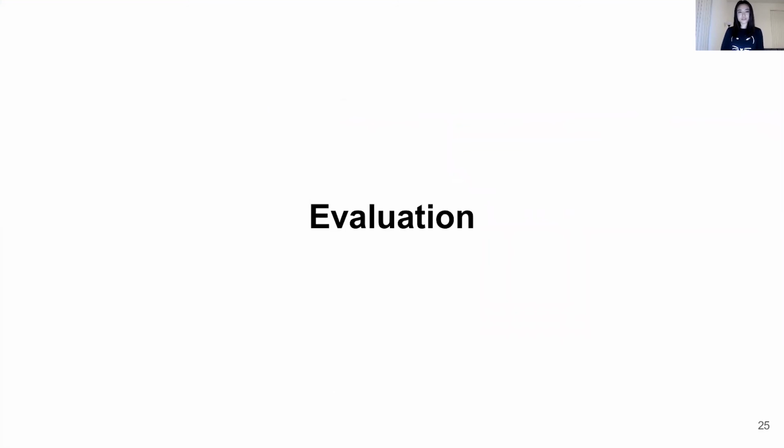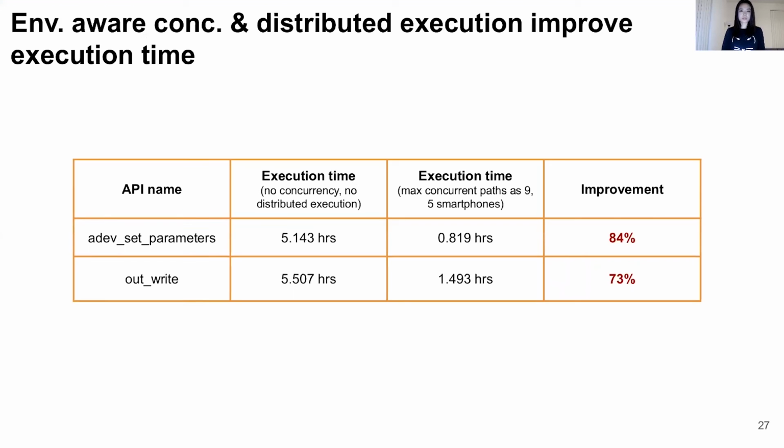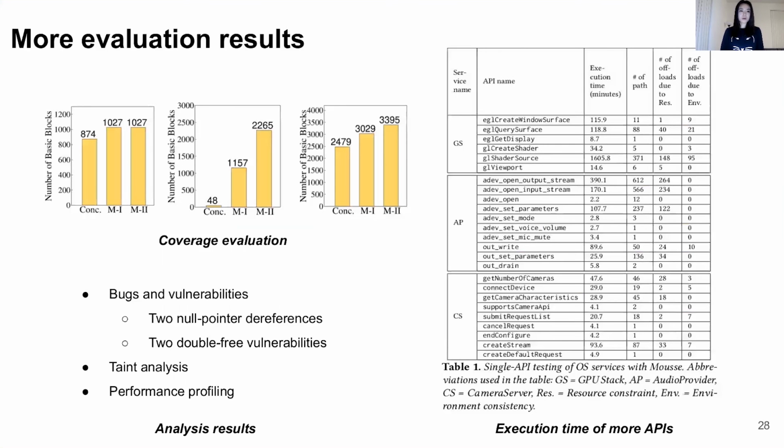Now let's talk about evaluation. We conducted experiments on 5 Android OS services of 3 smartphones to evaluate Mousse performance, code coverage, and analysis results. Here's one of the experiment results. We tested 2 APIs of the audio provider service in Pixel 3 by using environment-aware concurrency and distributed execution together. For the first API, the improvement on execution time is 84%, and for the second API it is 73%, which both show great improvement. For more experiment results, please refer to our paper.